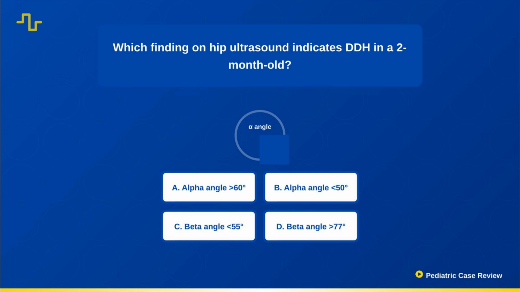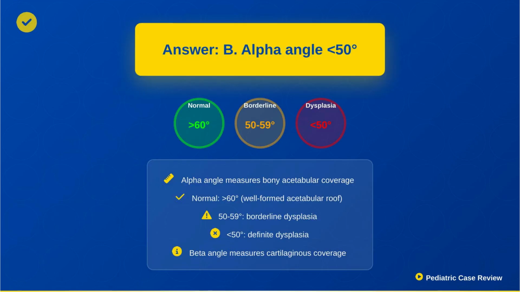Which finding on hip ultrasound indicates developmental dysplasia of the hip in a 2-month-old? A. Alpha angle greater than 60 degrees. B. Alpha angle less than 50 degrees. C. Beta angle less than 55 degrees. D. Beta angle greater than 77 degrees. The correct answer is B. Alpha angle less than 50 degrees.